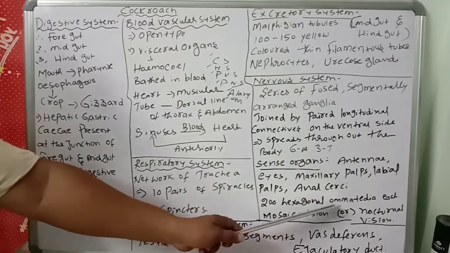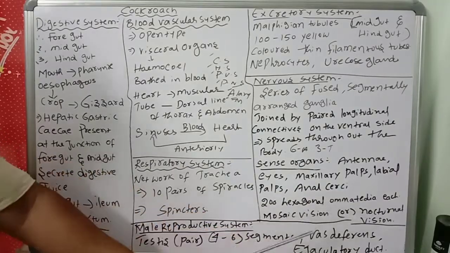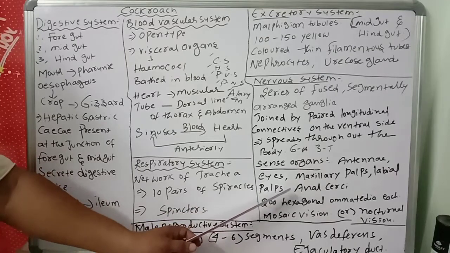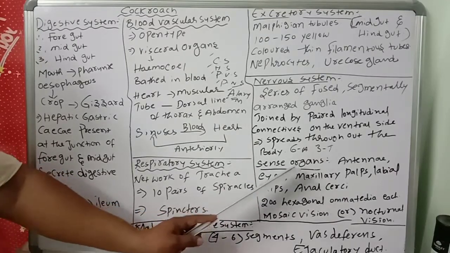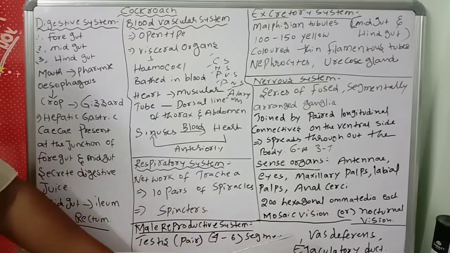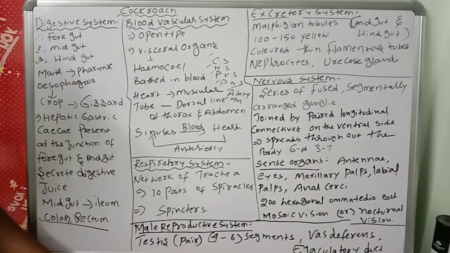2000 hexagonal ommatidia. This is the word, units of the eye of the cockroach. Ommatidia. So sense organs: antenna, eyes, maxillary pulps, labial pulps, anal cerci. What are those? The eyes. Maxillary pulps means near the maxilla, the mouth part. Some structures are there. They are maxillary pulps. And labial: lower lip, upper lip is there or not? Labium, lower lip. So there is some sense organ there.